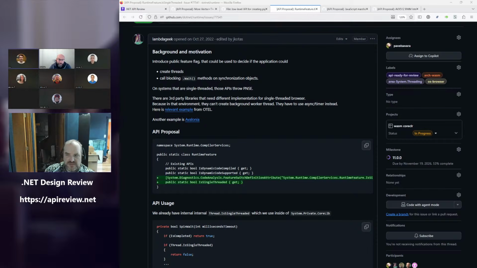And how does this differ from environment.processor_count equals 1? In the browser, there is no interruption. I would say there are no signals. You cannot get preempted. Right. It's preemption, right? Like that's the main thing. Yeah.